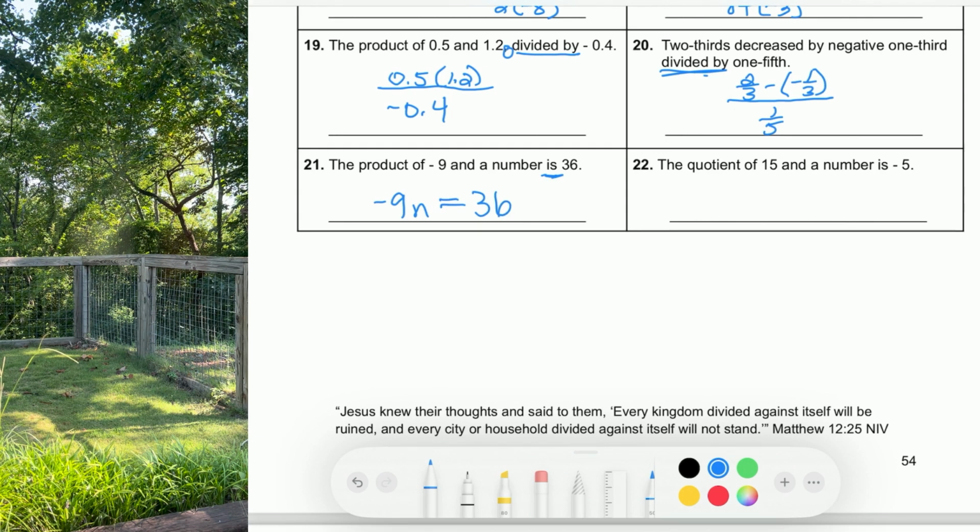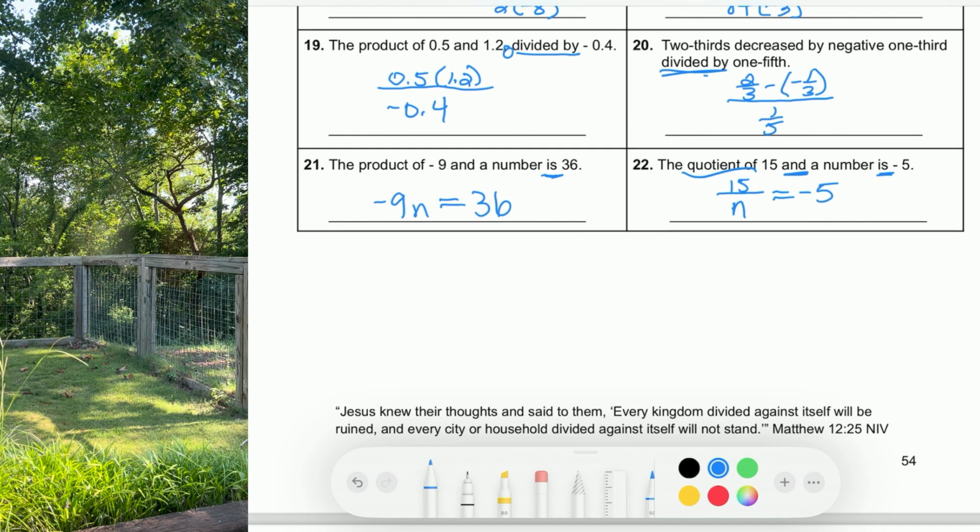Number 22, the quotient of 15 and a number is negative 5. Quotient tells me division. So 15, and "and" tells me we're moving down to the denominator, a number. We don't know what number, so we're going to give it a variable, is negative 5. And that's how you would translate 22.